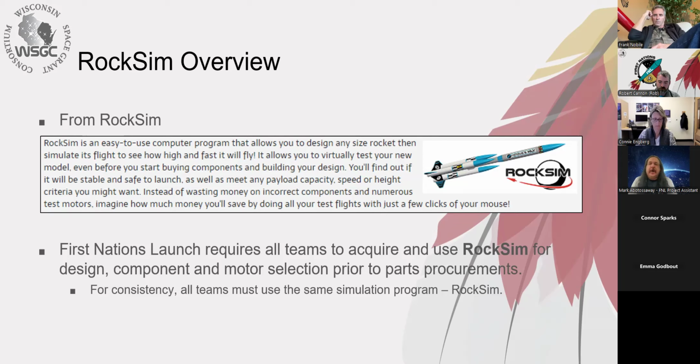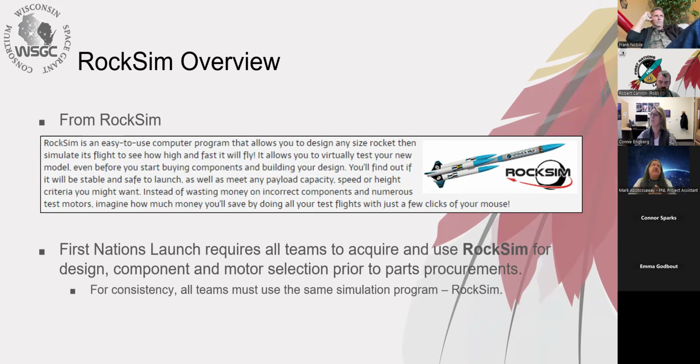So first station launch requires all teams to acquire and use RockSim. That's a requirement. I believe it's in your acceptance letters. I know there's other programs out there, Open Rocket, whatnot. Feel free to use those if you want, but whenever you're submitting files to FNL, they need to be in the .rkt format. This is basically for consistency. We need all teams to be able to compare apples to apples when you're submitting. So on our end, we need to select one of the programs so we can have that apples to apples comparison, and we selected RockSim as that program.